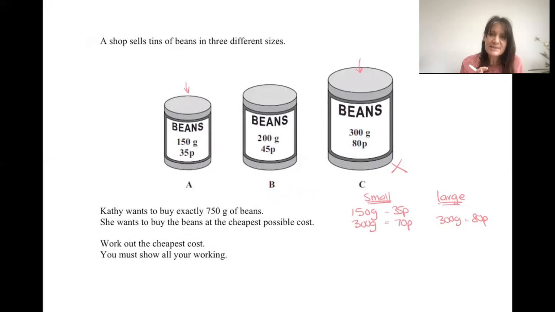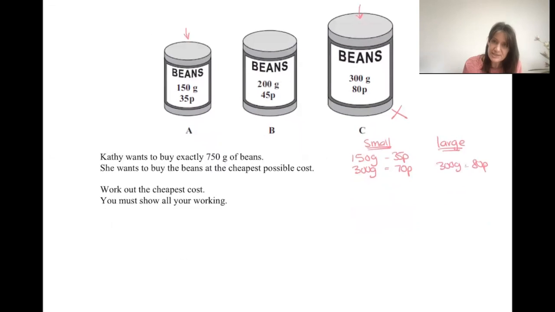So now I need to do a similar sort of thing with my small and my medium. Again, I need to work out which one is better value. Now, the way that I'm going to do this is I'm going to use my boxes and labels so that I can get them into something that's similar. I could go all the way down to 1 gram, but I think because these are in multiples of 50, it makes a lot more sense to do that.